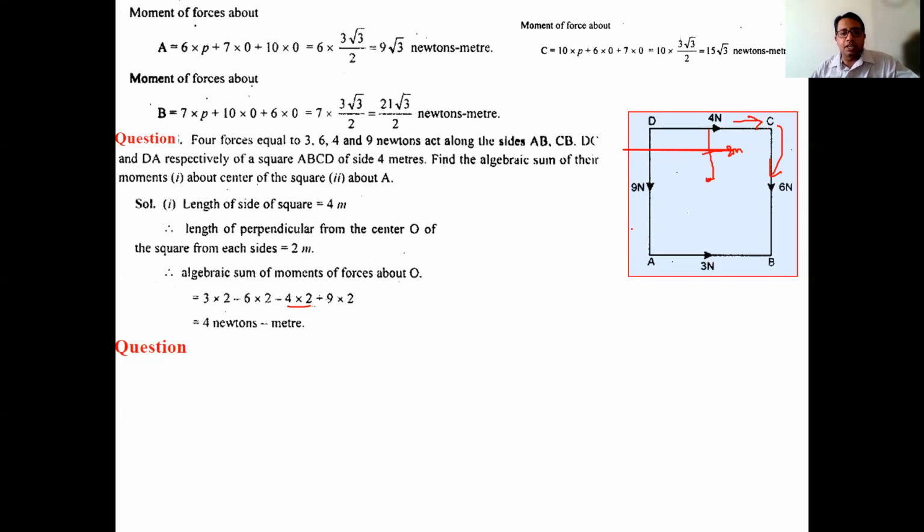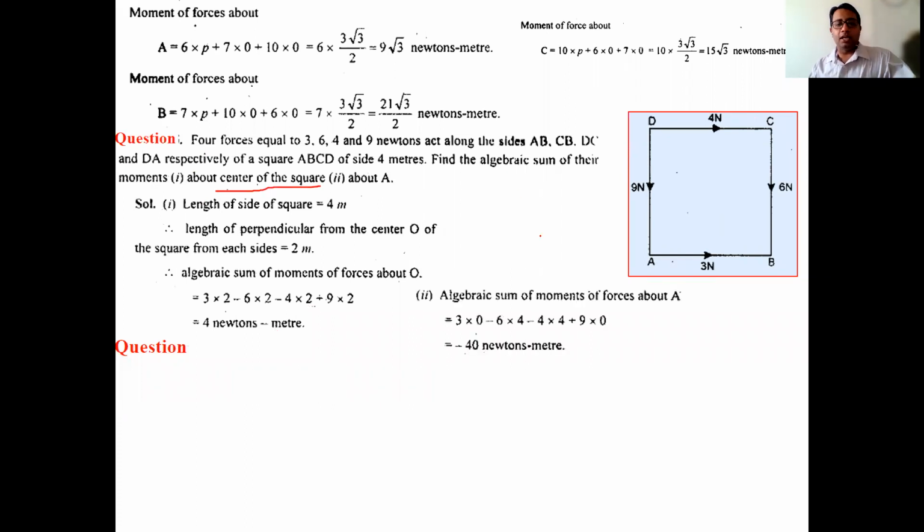For 9 newtons, you can check that it is applying downwards, so the body will move like this. It means it will be positive, so plus 9 into 2. Evaluating it, we get 4 newton meters. So this is the first question: the algebraic sum of moments about the center of the square. Now about A, about this point.